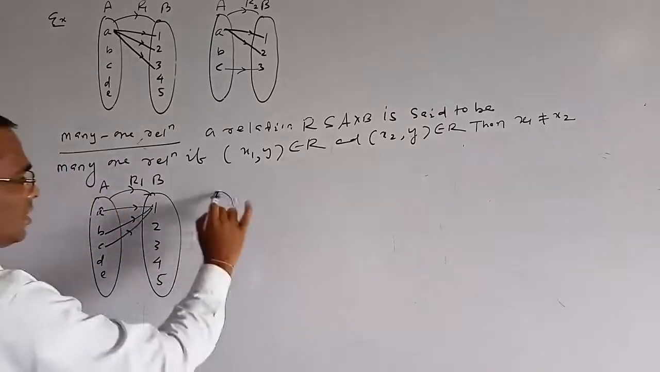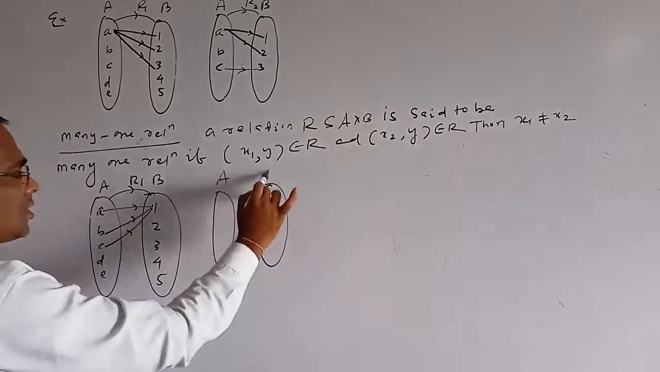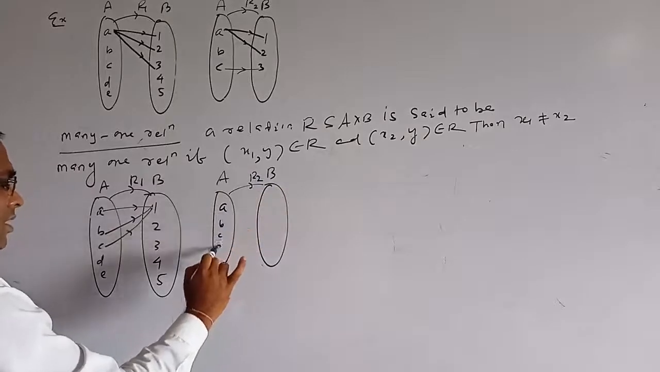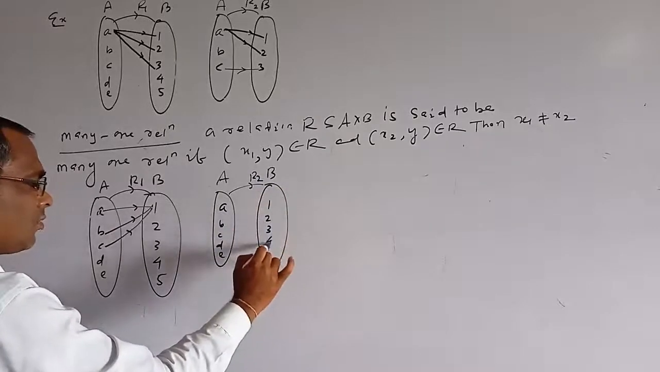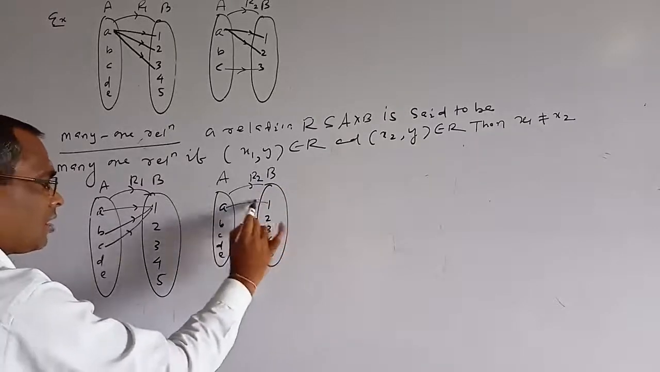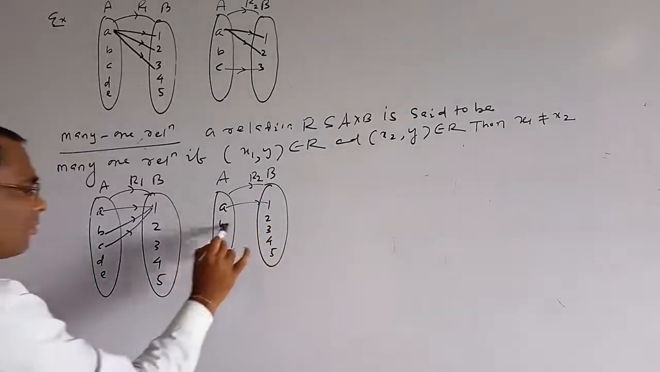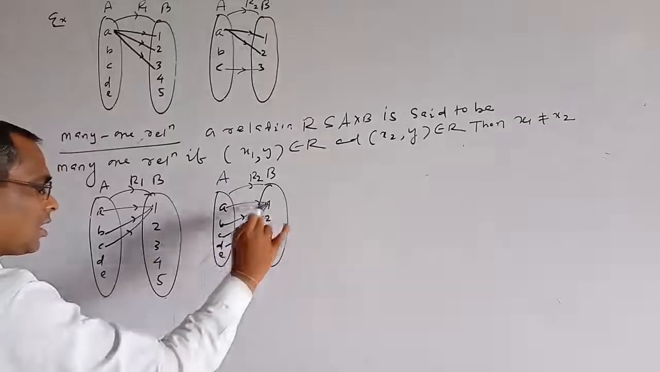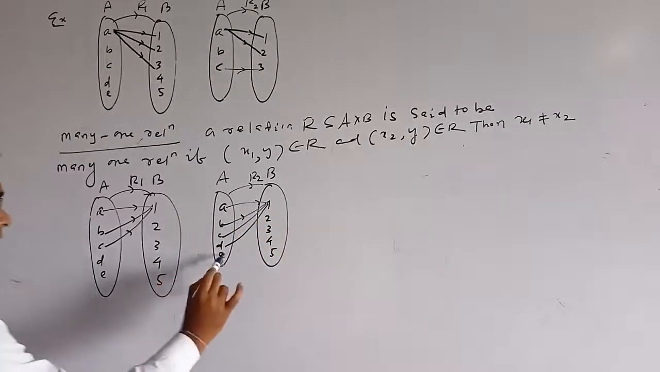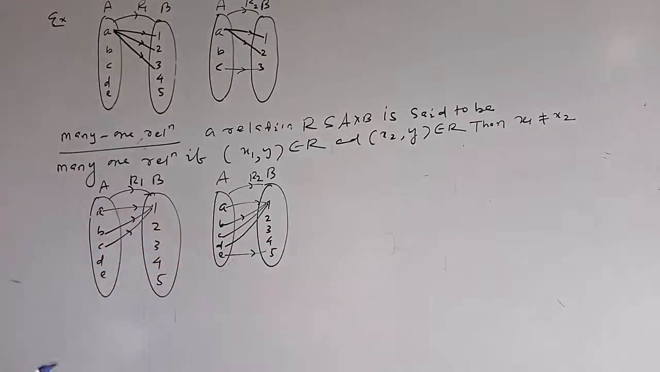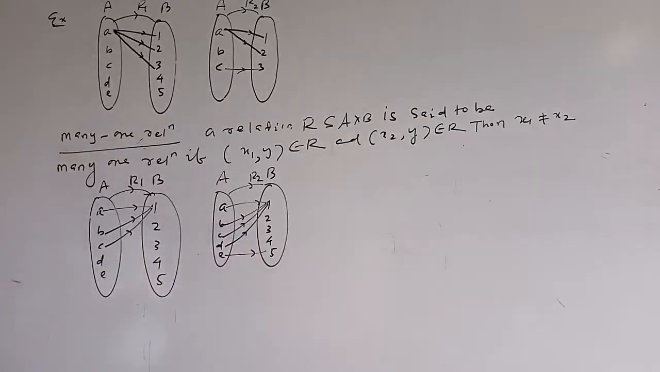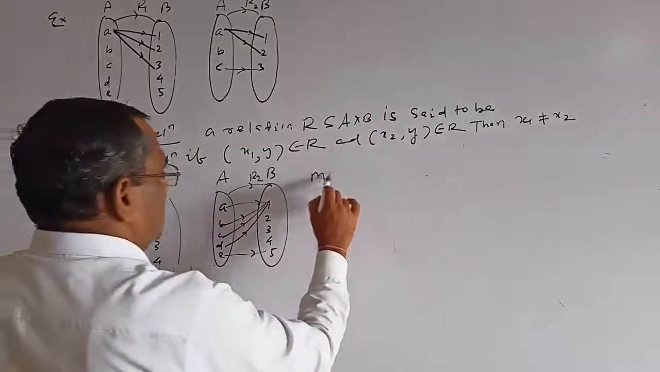Or you take another example also. Suppose A set and B set. It is A, B, C, D, E and 1, 2, 3, 4, 5. Suppose A related to 1, B related to 1, C related to 1, D related to 1, and E related to 5. Clearly, this is also a many-one relation. Okay.